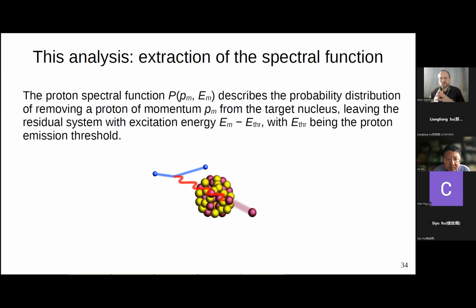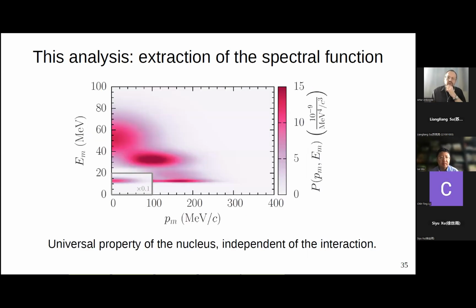Now I would like to formally define the spectral function. The proton spectral function describes the probability distribution of removing a proton of a given momentum from the target and leaving the residual nucleus with certain excitation energy. This is a universal property of the nucleus, independent of the type of interaction. Because of that, we can determine it using electron beams, and then use it to calculate accurate cross sections for neutrinos.